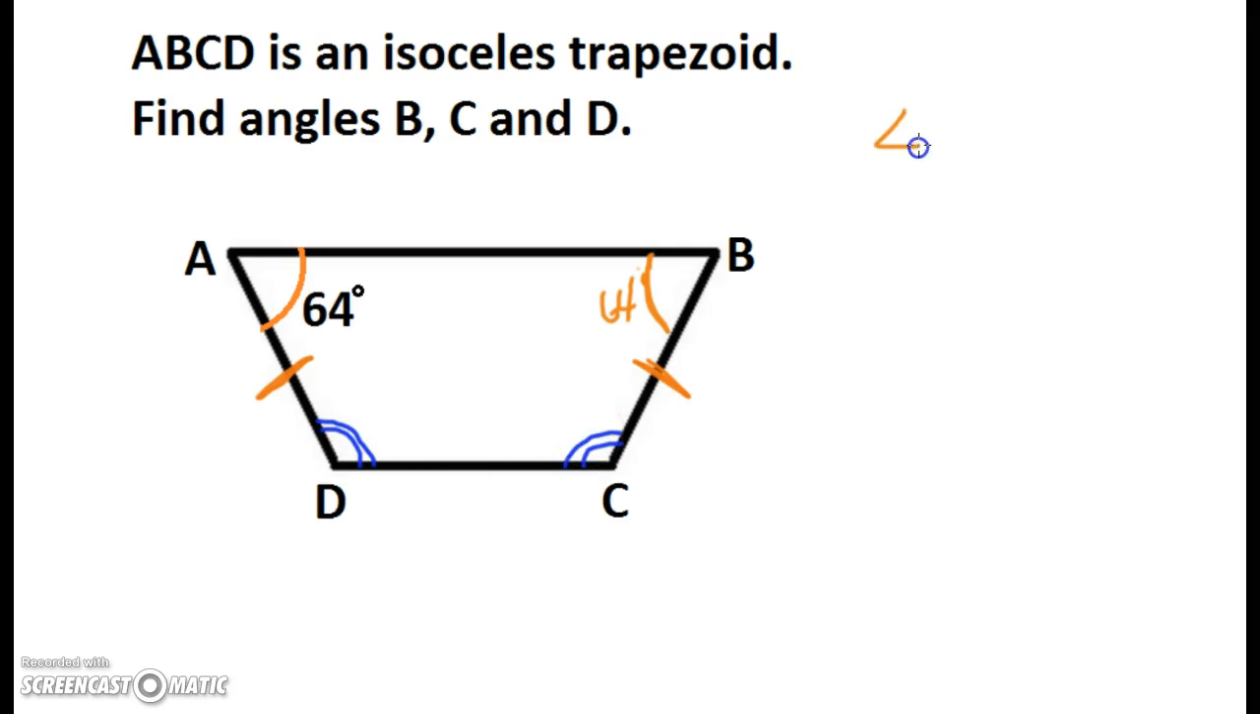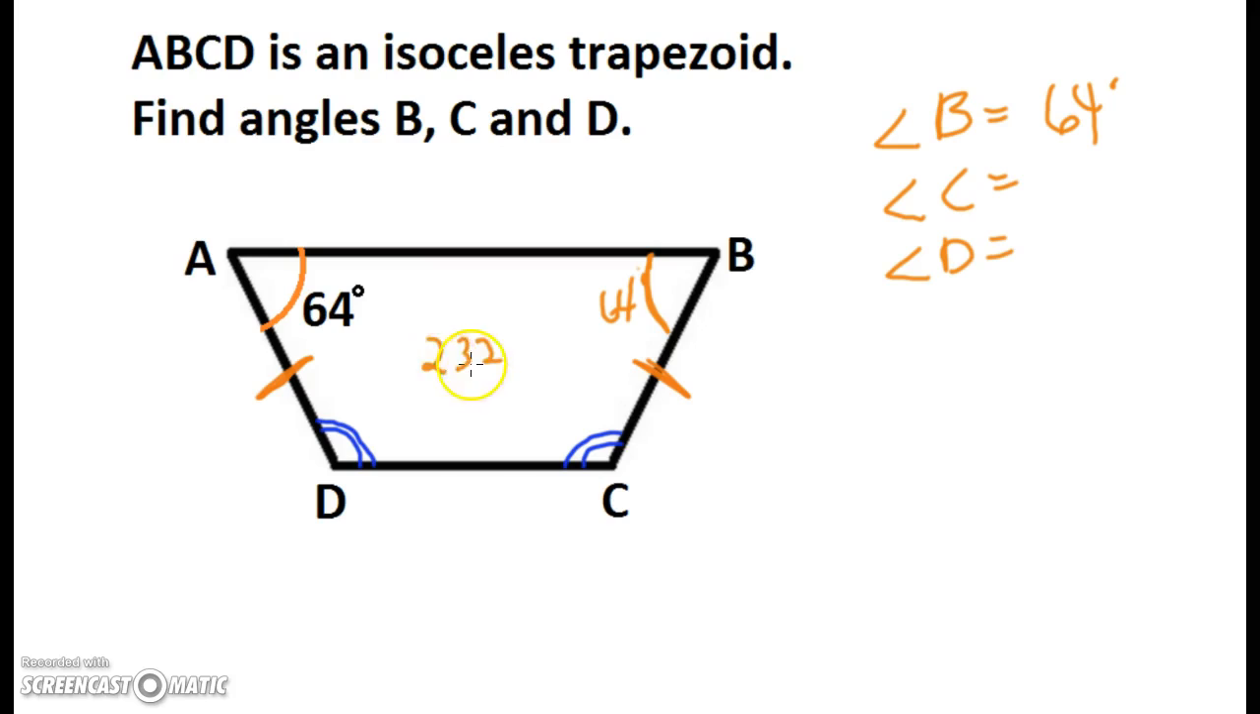All right, so let's see. We've got angle B, angle C, and angle D. And we said angle B is 64. Okay, so one way that you could do this is you could take a whole trapezoid is 360 degrees. So do 360 degrees minus 64 minus 64. And you get 232 degrees left over.